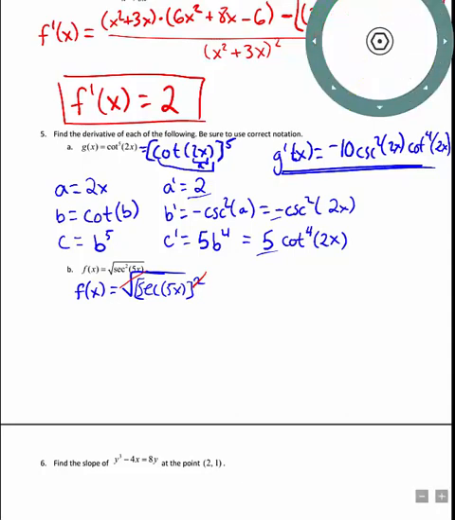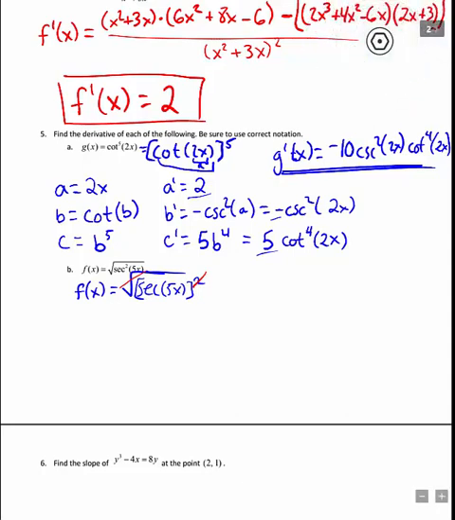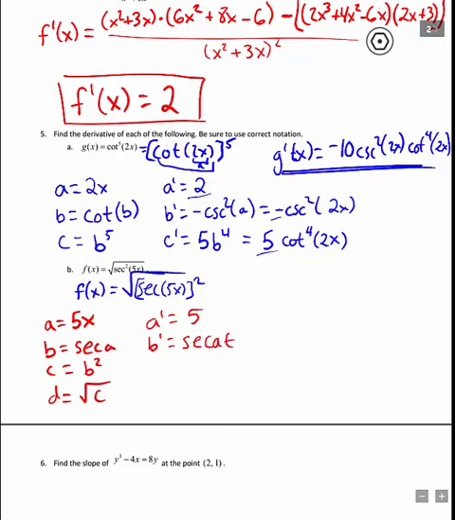So that would make this problem a lot faster. If you didn't see that, then our very inside A is 5x, B is equal to secant of A, C is equal to B squared, and D is equal to the square root of C. That gives us A prime is 5, B prime is derivative of secant of A, which is secant A times tangent of A, which is equal to secant of 5x times tangent of 5x.